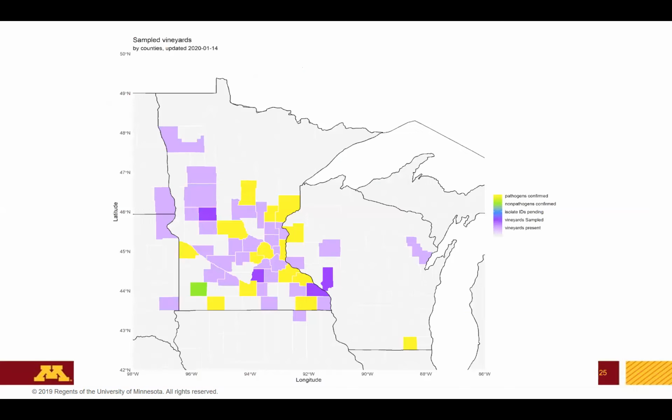This is a map showing where we have sampled and where we still would like to sample if possible. All of the counties in yellow are where we have confirmed pathogens. The green county means that we did sample there, but we've only confirmed a non-pathogen. That was very rare. Almost all of the vineyards we sampled did have a pathogen confirmed. And the dark purple vineyards are places where we have sampled, but we're still working on the results.